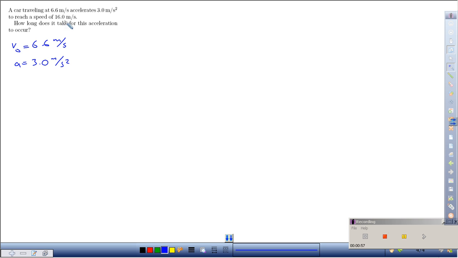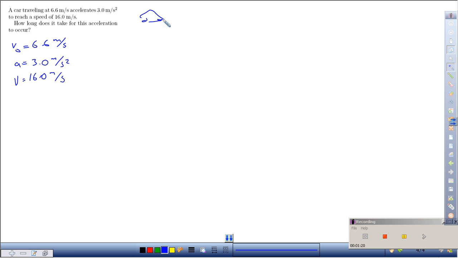To reach a speed of 16.0 meters per second, well, that's sometime later on. The car is now going at 16.0 meters per second. That is a velocity. It's in meters per second, and that's my final velocity, 16.0 meters per second.